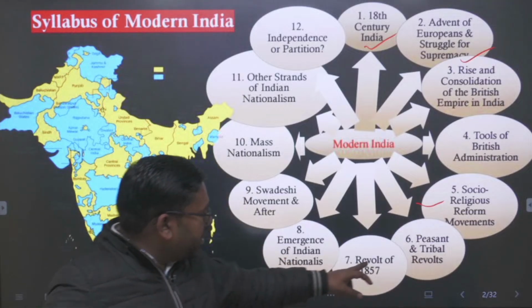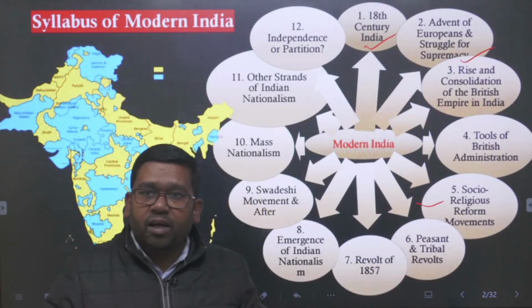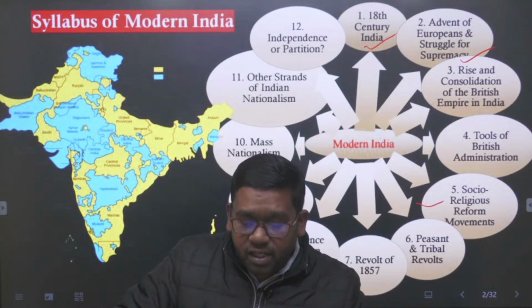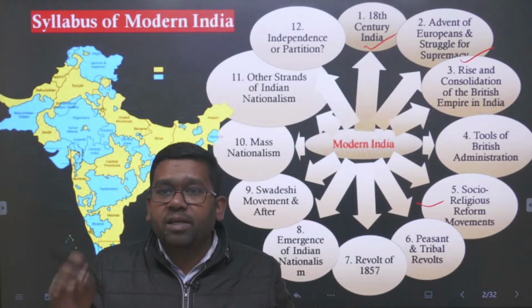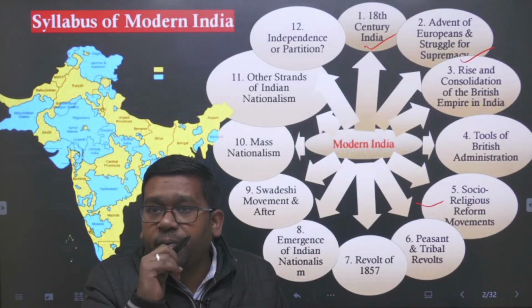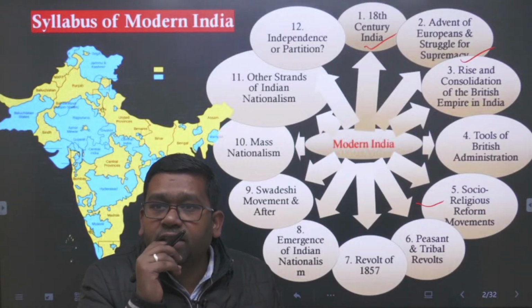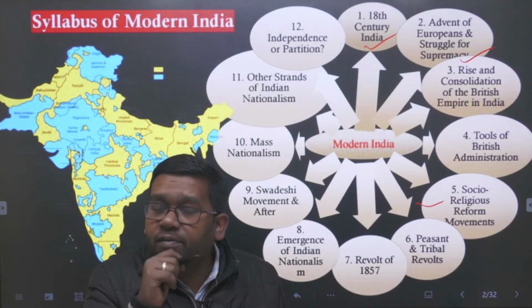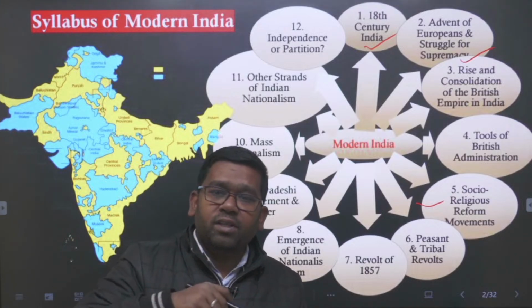Then the 6th topic is the peasant and tribal revolts in India before 1857 and after 1857. In this, we will discuss independent tribal movements, and we generally discuss this topic. The syllabus is followed by the revolt of 1857. On 1857, there are different topics.